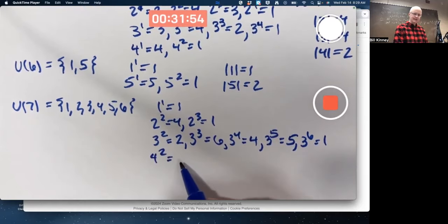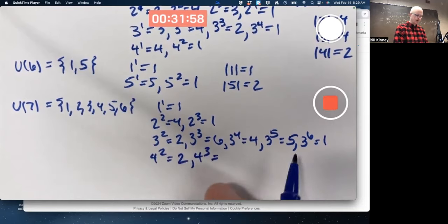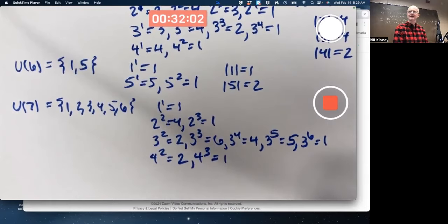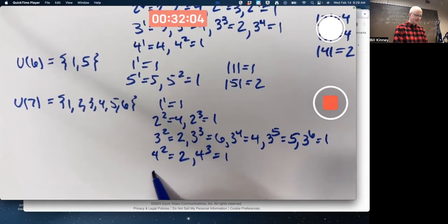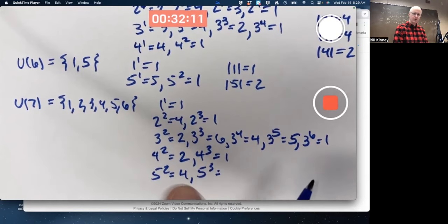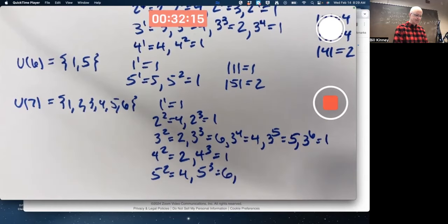Four squared is 16. 16 mod 7 is 2. I'll do 4 cubed is 4 times 2 is 8. Mod 7 is 1. 5 squared is 25. 25 mod 7 is 4. 5 cubed. Do it as 5 times 4 is 20. Mod 7 is 6.